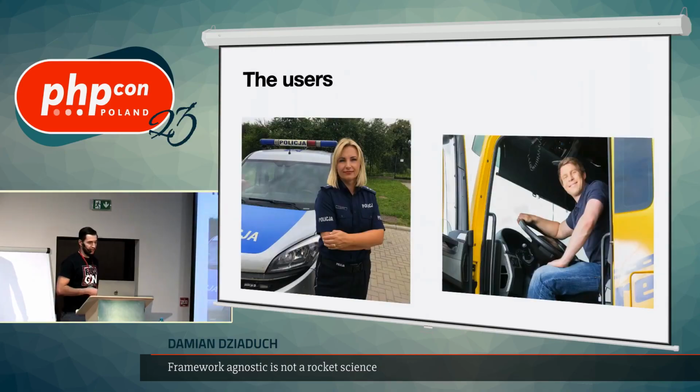So let's quickly discuss the users of our system. Of course, we have a police officer who can do one thing: he can impose a penalty on the driver. And besides the police officer, we have the driver, of course. And the driver can pay for the penalty, one action.